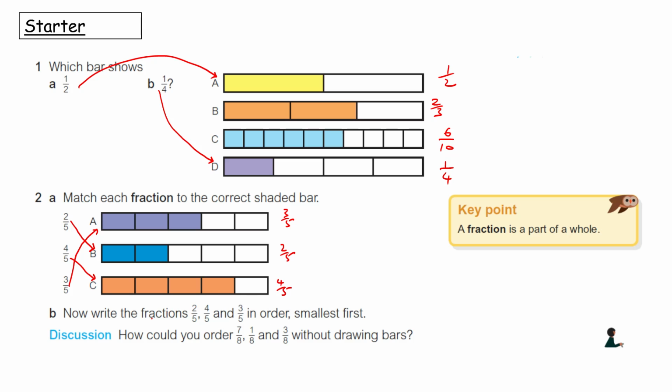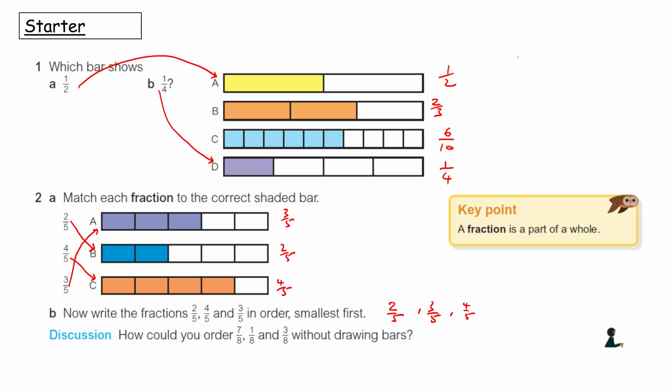Okay, so it says write down the fractions in order of size. So smallest first. Let's have a look. Well, if we look at these diagrams, you can see that that's 3, that's 2, and that's 4. So the smallest one is 2 out of 5. Then the next smallest one is 3 out of 5. And the largest one is 4 out of 5. So 2 parts, 3 parts, and 4 parts. Because they're out of the same, each part is the same size.